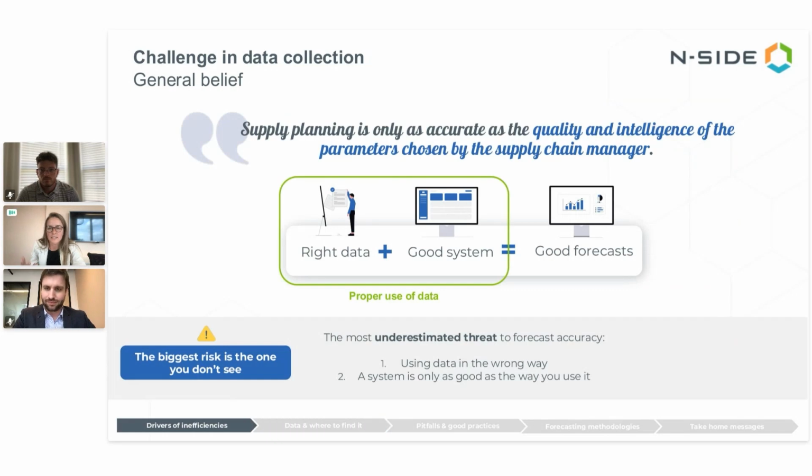And I like the sentence that says that the biggest risk is the one you don't see. That's exactly it. And it's one of the most underestimated threats for forecast accuracy: to use the data in the wrong way and indeed use the system, but not take the most out of it. So indeed, it's important to keep in mind that as supply chain managers, we have to be smart in the way we will be building the forecasts. Even if we don't have the full information, there are ways to already get closer to reality.